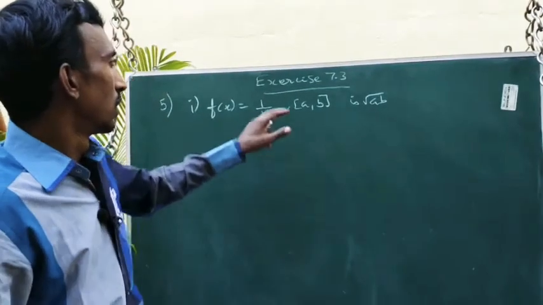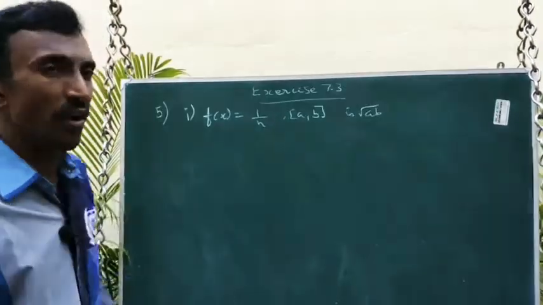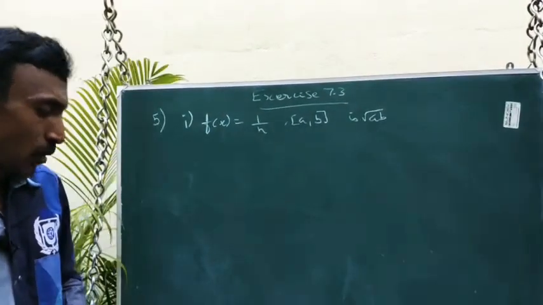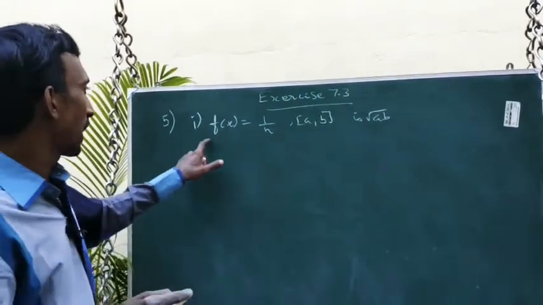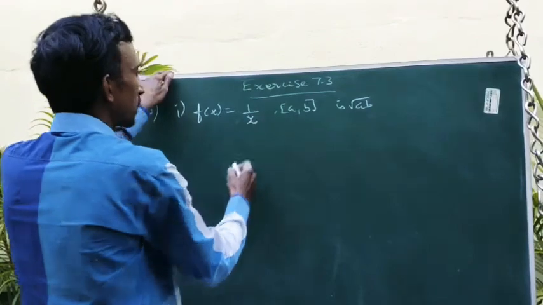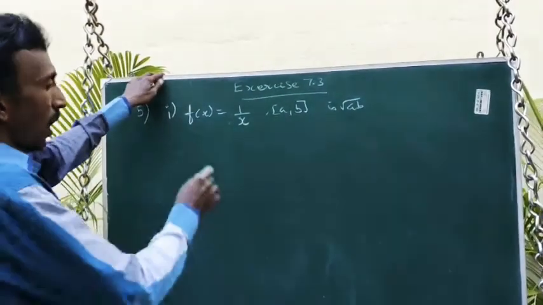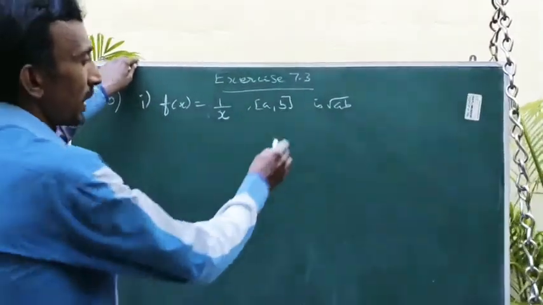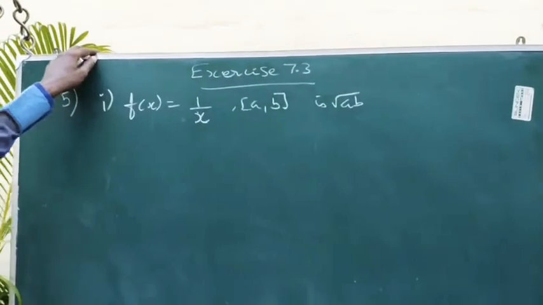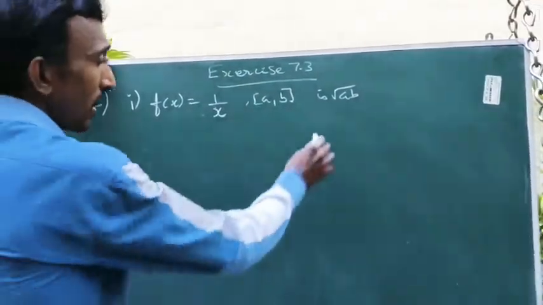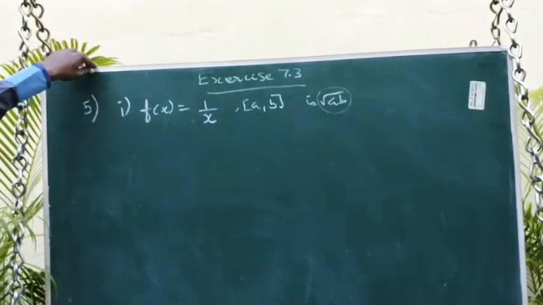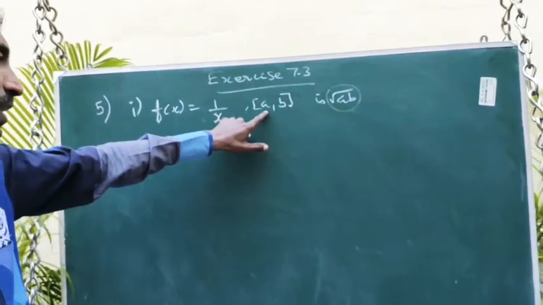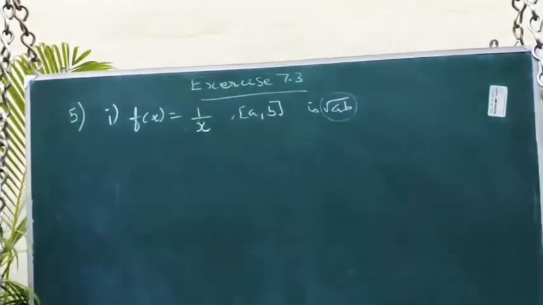My dear student, so exercise 7.3, question number 5. The question is, show that the value in the conclusion of the mean value theorem for f of x equal to 1 by x, where x lies in the interval a comma b, and a and b are positive numbers, is root of ab. So our aim is to show that this is the value satisfied by the mean value theorem for the given function in the given closed interval a comma b, where a and b are positive numbers.